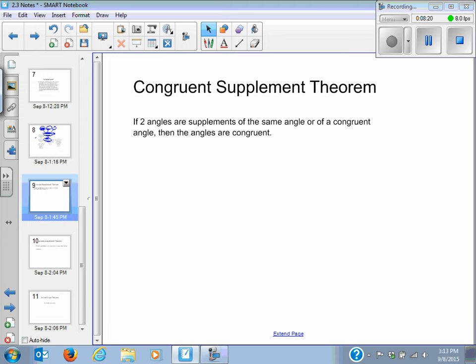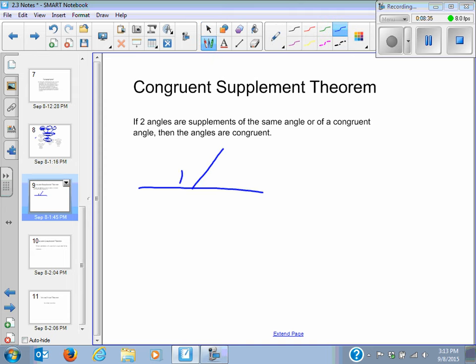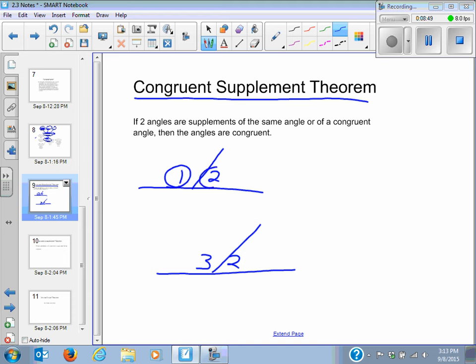All right, we got our theorems, and then we're almost finished. Congruent supplement theorem says if 2 angles are supplement to the same angle or congruent angle, then the angles are congruent. So here's what this says. If I have this as angle 1 and angle 2, and then over here, I have again angle 2, but this is angle 3. Congruent supplement theorem says, hey, 1 is supplement with 2, and 3 is supplement with 2. That means that angle 1 has to be congruent to angle 3. They have to be the same measurement.